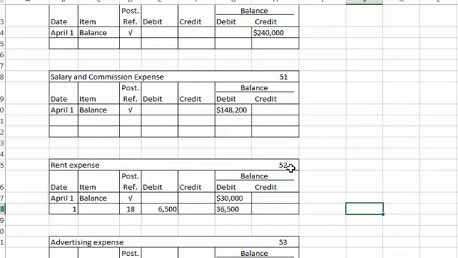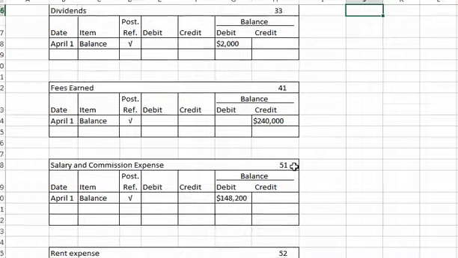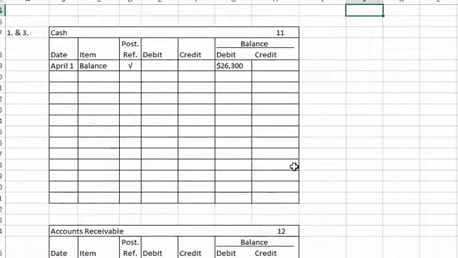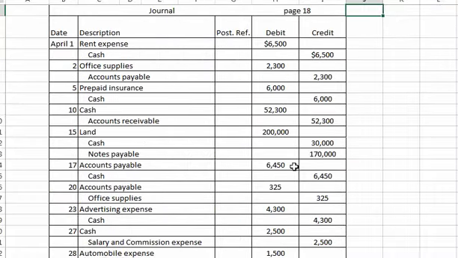But then we'll come back to the journal, and the account number for rent expense is 52. So we come back up, and in the posting reference column of the journal, we're going to put in 52, the account number in the ledger that particular transaction was posted to. All right, now let's go to cash.